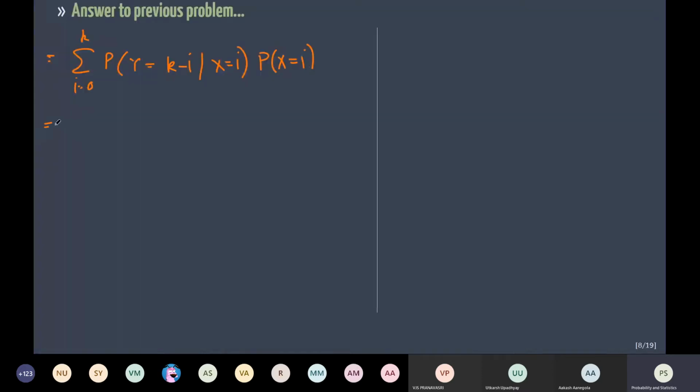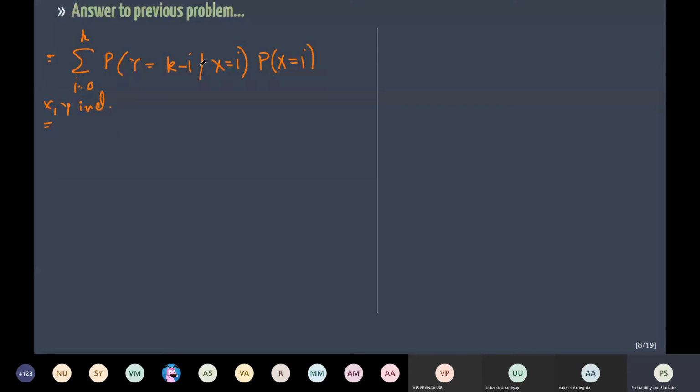Now we also note that X and Y are independent. So X, Y independent implies that this conditioning thing will go away, because X and Y are independent.